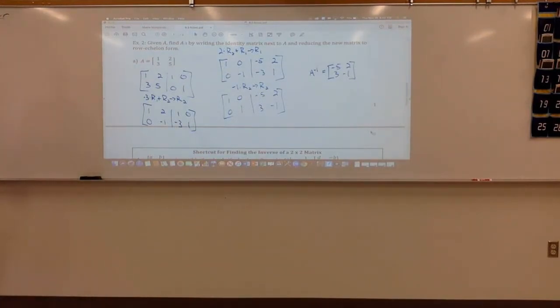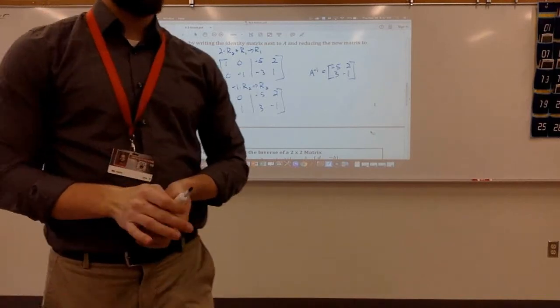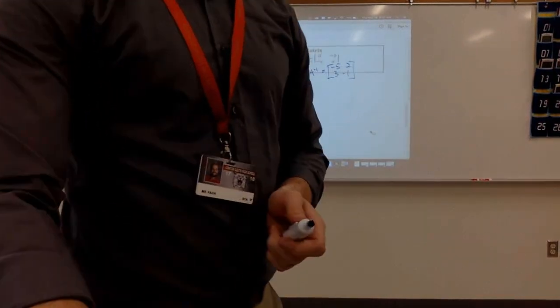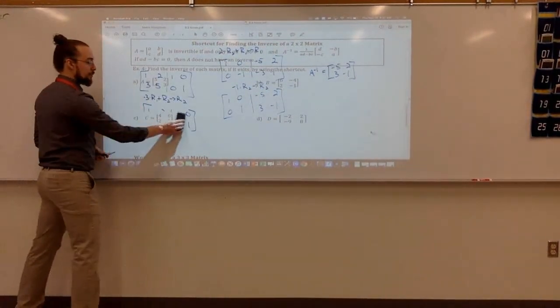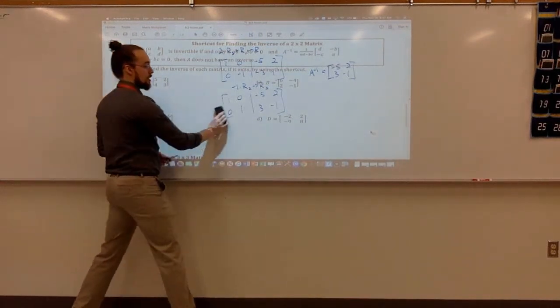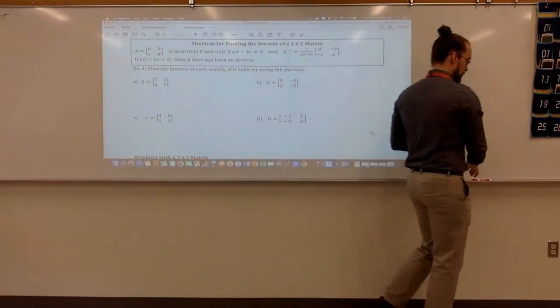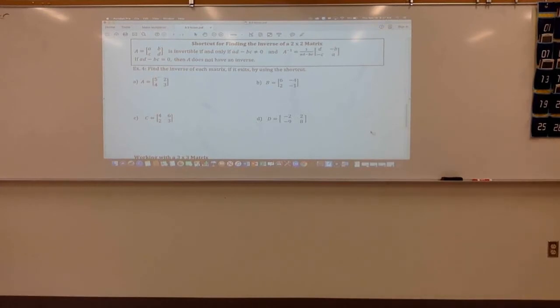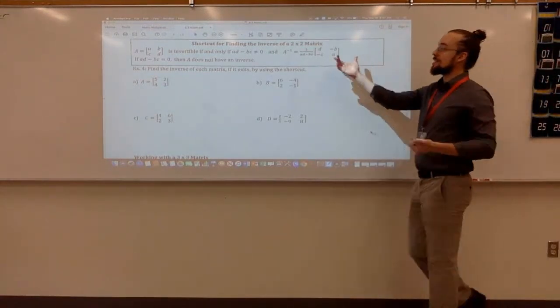Any questions on finding the inverse of a matrix using this method? Alright, so we have a shortcut for finding the inverse of a 2 by 2 matrix. Okay, now, this shortcut could be a little challenging to remember. Right? So if you don't remember the shortcut, you can always use the method that we just talked about. But this is our shortcut.